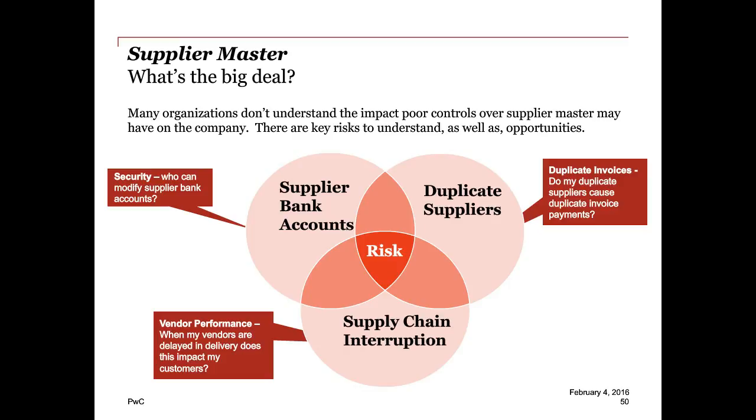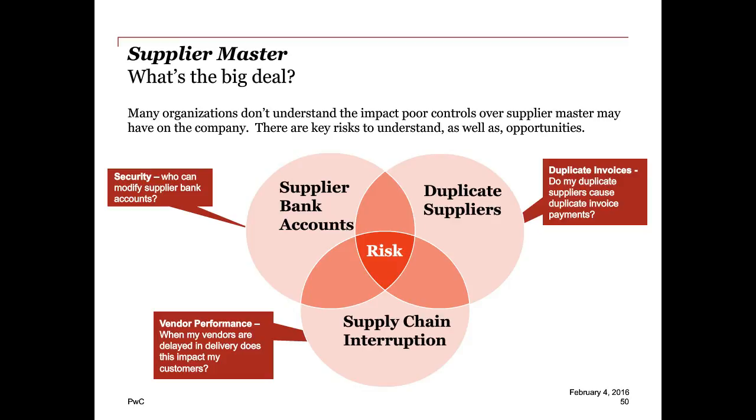And I'm sure other vendors are the exact same. Maybe one person puts the supplier in with the Inc. at the end, and one puts it without the Inc. And so the Supplier Master is pretty easy to start getting duplicates over time. And then the third is around the supply chain interruption. How does your Supplier Master affect your ability to deliver to your customers, and how does it actually affect your customer satisfaction and things like that?